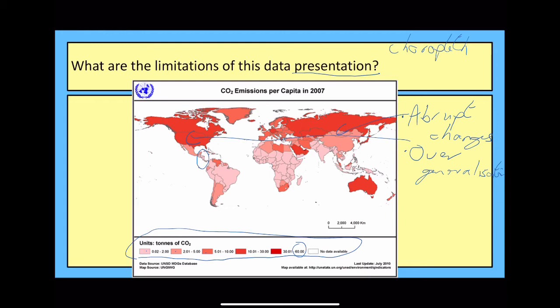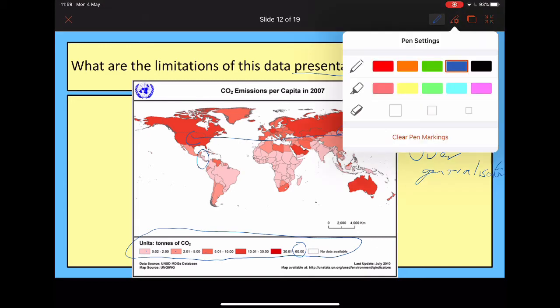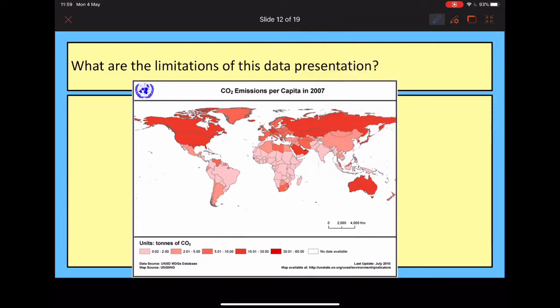Okay, so like I say, it's very important that you identify whether you're talking about the limitations of the presentation or the limitations of the data itself. So now we'll talk about the limitations of the data itself. If you're talking about the limitations of the data, much like I said, look at the key, also look at the title.